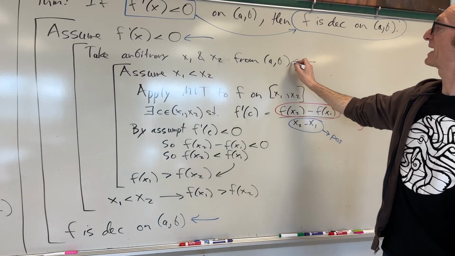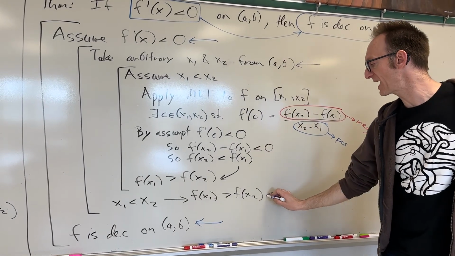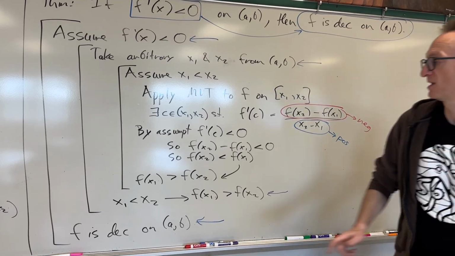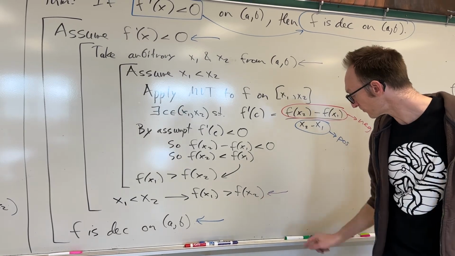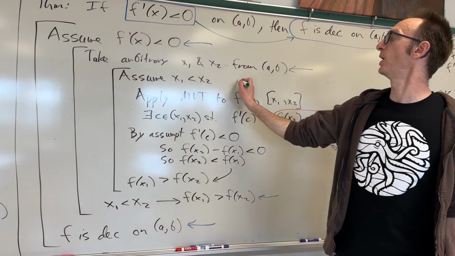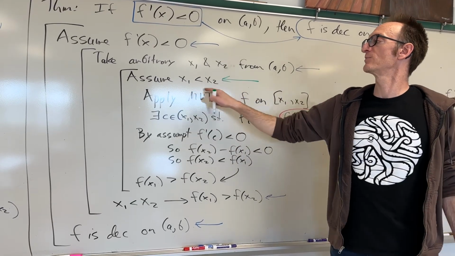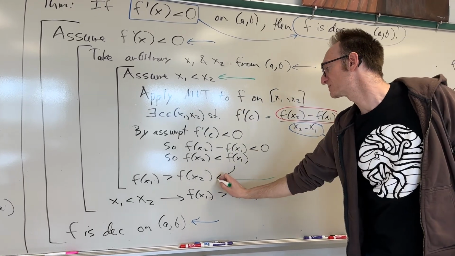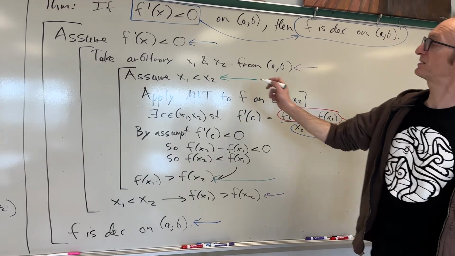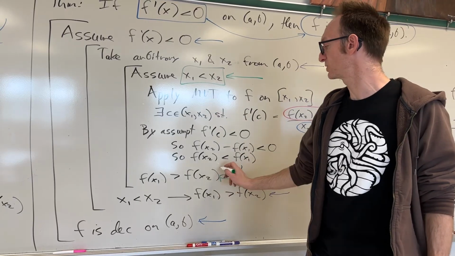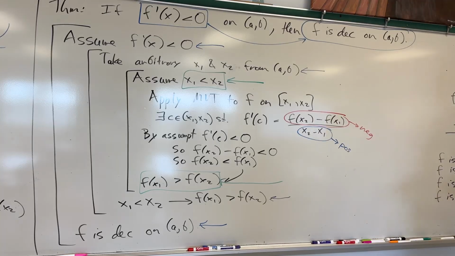So what we now do is we take any 2 points whatsoever, x1 and x2, and we try to prove that they have the move-right, go-down property. Suppose that these 2 points have the property that x2 is the bigger one. In other words, we've moved right, and now all we have to do is prove that the function goes down. From the information that x1 is less than x2, how do I prove that f of x1 is greater than f of x2? We just use the mean value theorem.